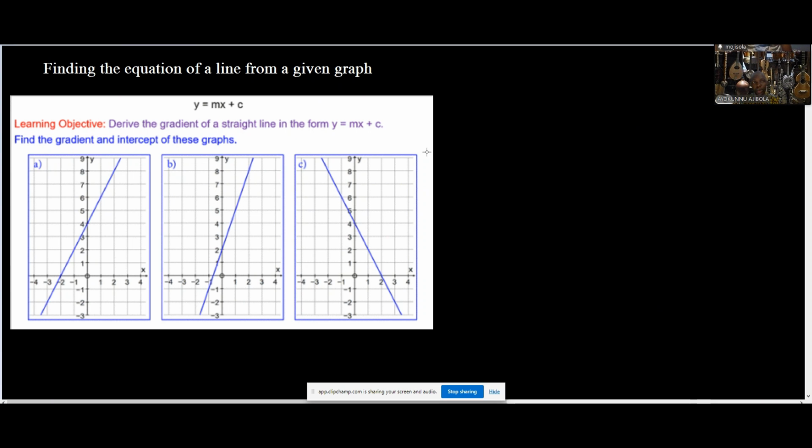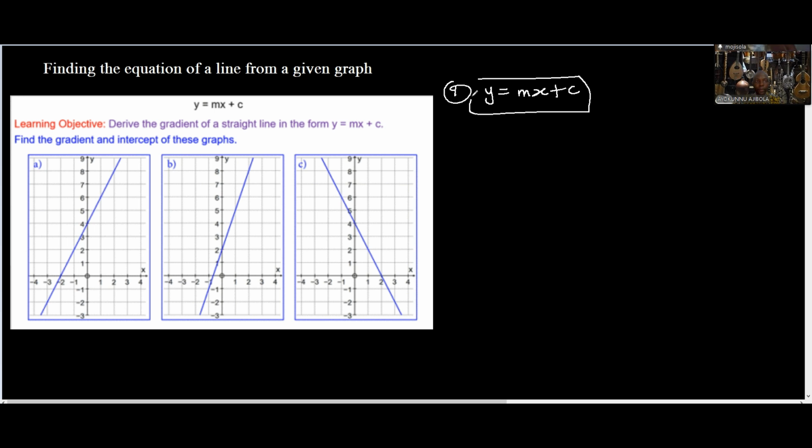Looking at these graphs, the topic we're looking at is finding the equation of a line from a given graph. When you're given a graph and you want to find the equation of the line, for example this first one, you firstly need to find the intercept on the y-axis. So for the first one, we have y equal to mx plus c. This is the general form, the general equation of a line. Okay, is that clear?